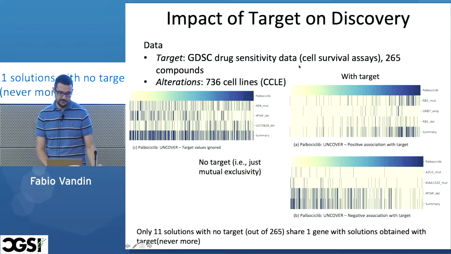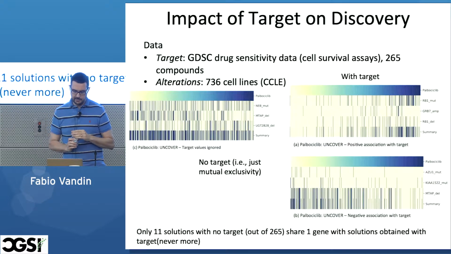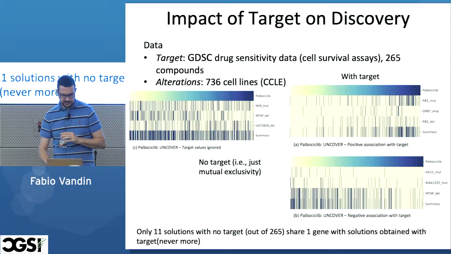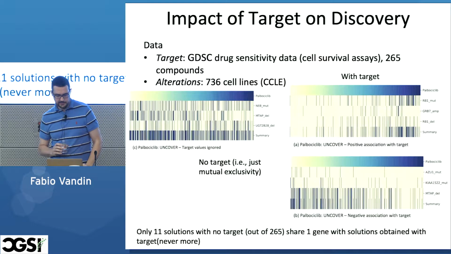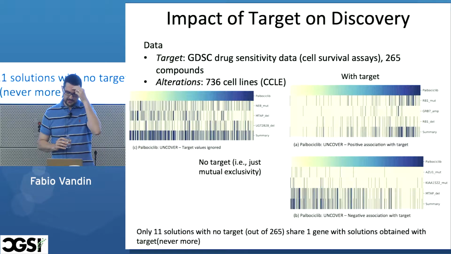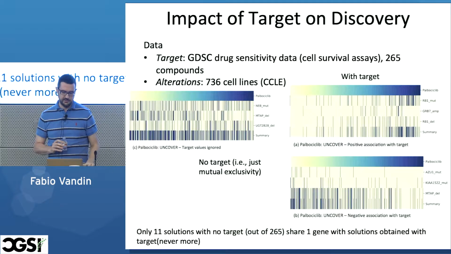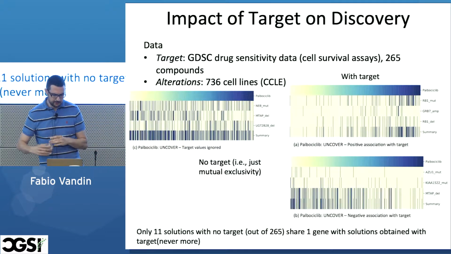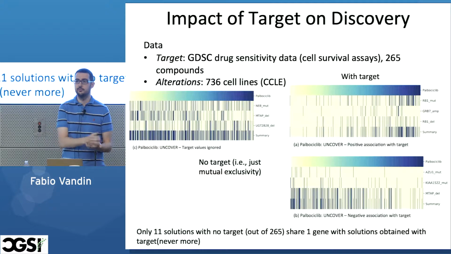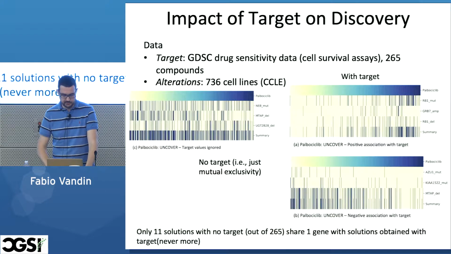the cell survival assays and provided by the Genomics of Drug Sensitivity in Cancer. We have this data for 265 compounds, so we have 265 different targets. And the alterations come from the Cancer Cell Line Encyclopedia, which provides the alteration data for more than 700 cell lines. So the first thing that we looked at is the impact of using the target compared to not using it in finding the set of mutually exclusive genes.